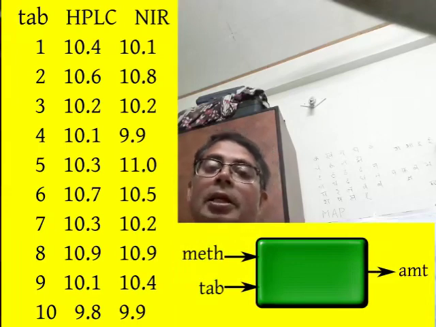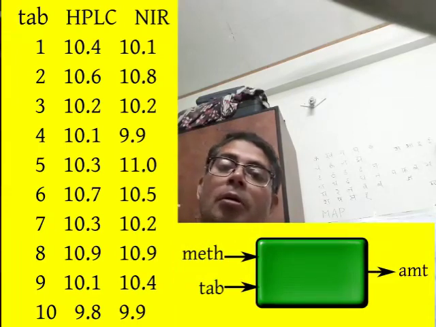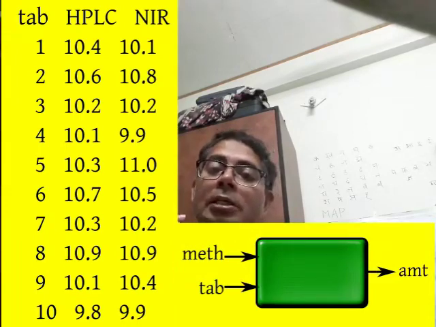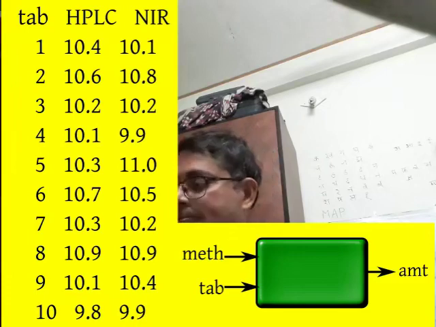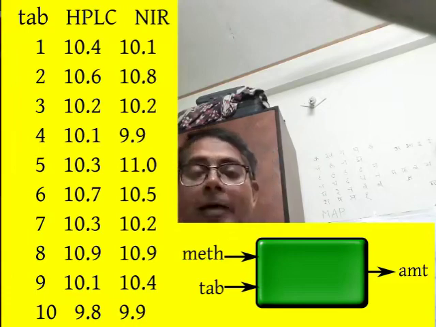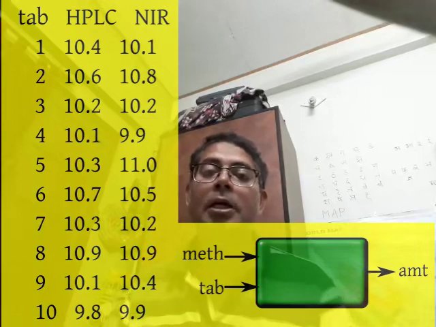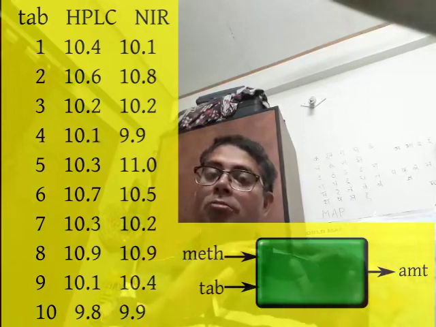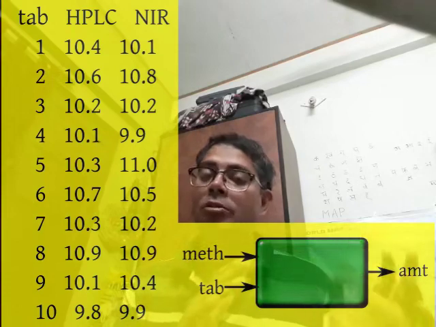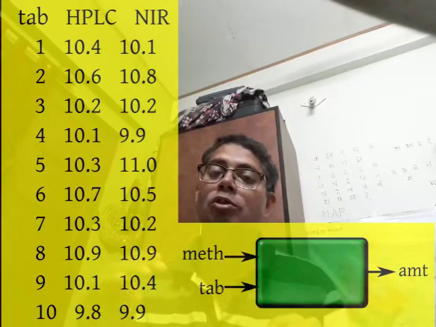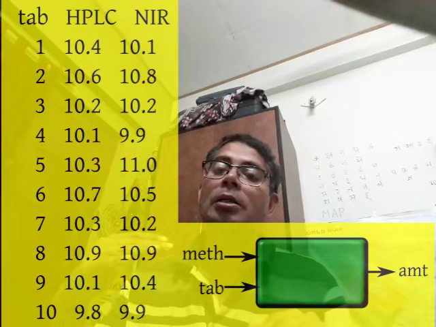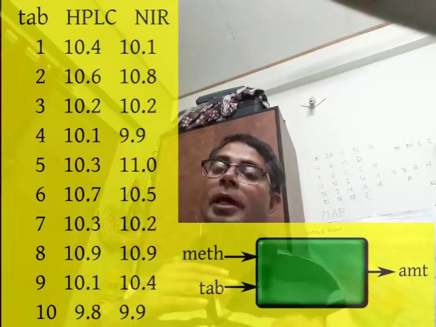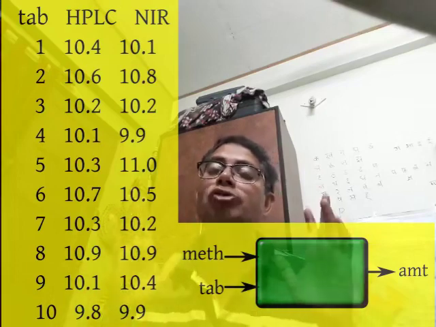So in this case, there are two inputs. One is method and the other is the tablet. So these are the two inputs that we have, methods and tablet. And the output is the measured amount. So since there are three arrows, of course we have the random arrow which I have not shown. And we have got three arrows, so we must have the data in three columns.